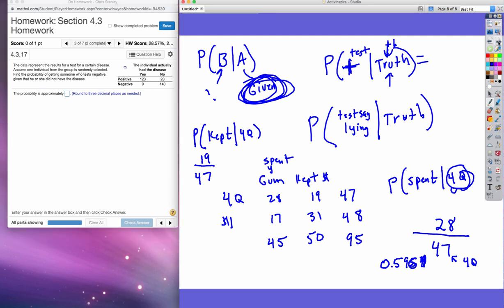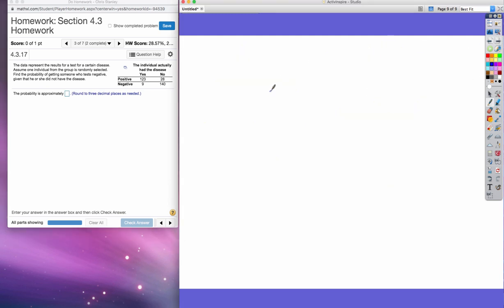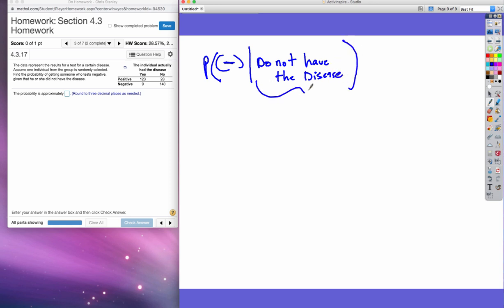Okay, so let's go on to the next one. I like when they give the totals for us. They're not giving the totals for us. So what they're saying, find the probability that somebody tests negative, so that's a negative test result, given that he or she did not have the disease. So we have to figure out how many don't have the disease, and that's going to go in your denominator.